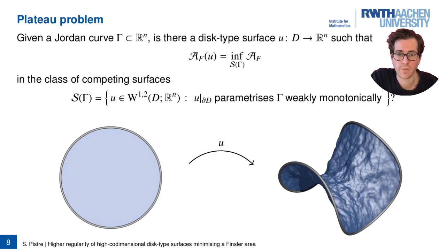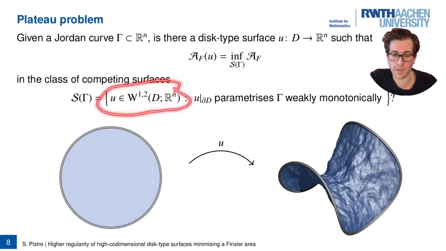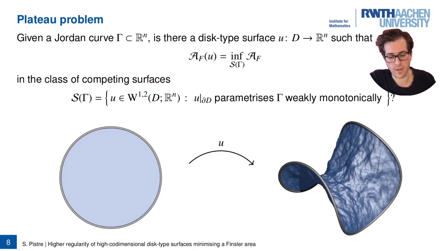You might recall this from the introduction video where I had the wireframes and I dipped them in soap water. So this is the Plateau problem that I described there, and here's the mathematical formulation of this. It goes as follows. You have some Jordan curve in space, this was the wire, and then you're looking at surfaces which are spanned by this wire, which are minimizing the area functional from before. In the class of competitors, these are all W12 functions defined on the disk, so disk type surfaces, and they parameterize the boundary weakly monotonically.